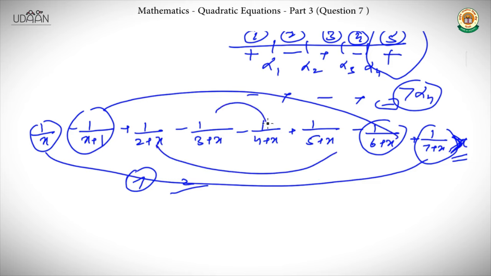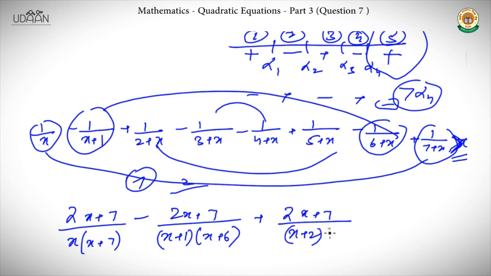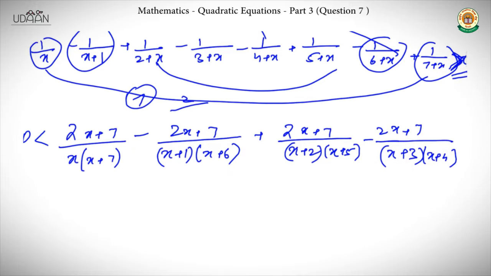Once we add them together, combining the first and last term, we get 2x plus 7 divided by x into x plus 7, minus 2x plus 7 divided by x plus 1 into x plus 6, plus 2x plus 7 divided by x plus 2 into x plus 5, minus 2x plus 7 divided by x plus 3 into x plus 4. Symmetry is a very important thing in questions, because most of the questions do follow some symmetrical pattern to be solved. So this is our final expression that we have.